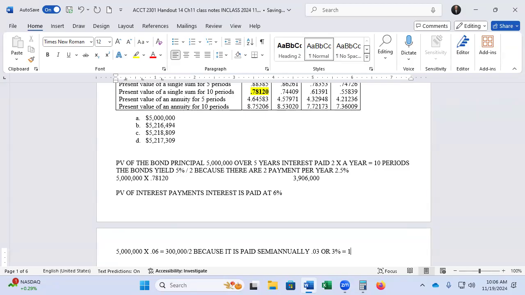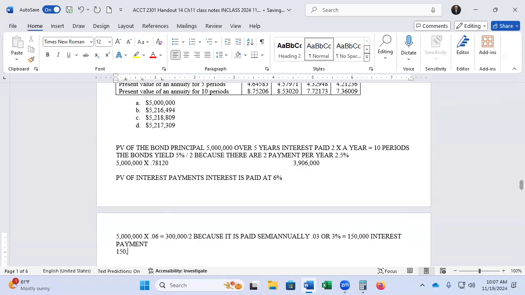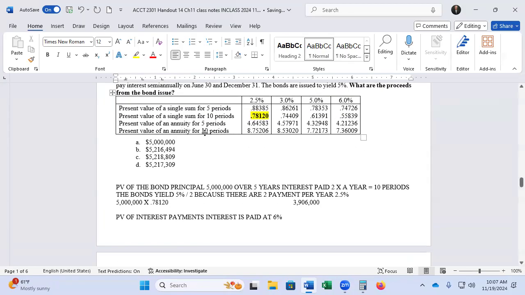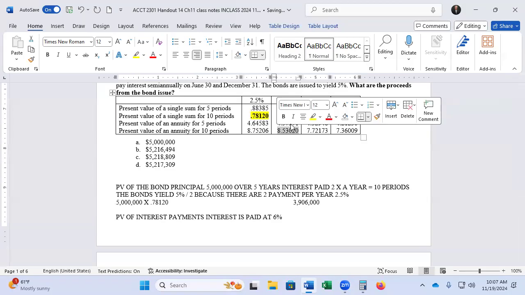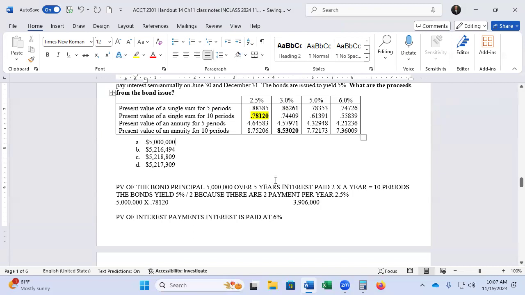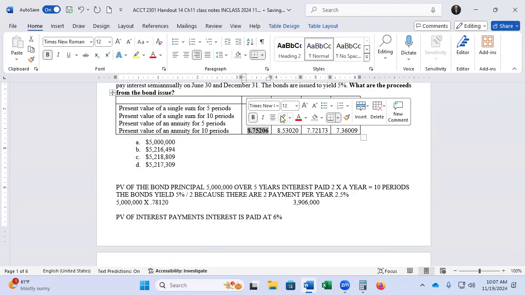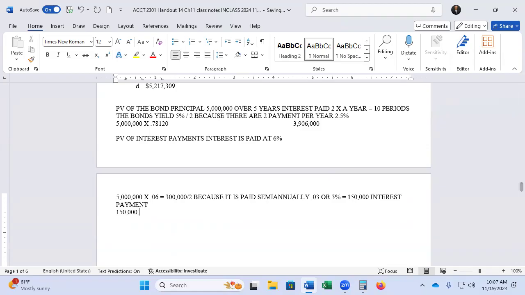And so that equals 150,000 payment. We take the 150,000 and we know we're going to get it twice a year. So we have 10 periods and we're at 3% interest rate. 8.53020 is the one we're going to use. Oh, no, hold on. Sorry, it's supposed to yield 2.5. My mistake. So 8.75. So we multiply that by the present value factor, 8.75206.